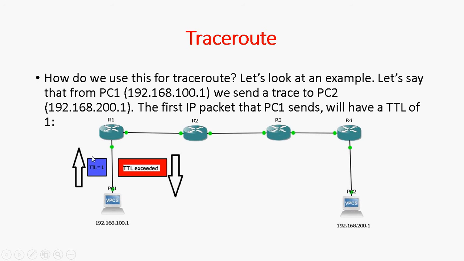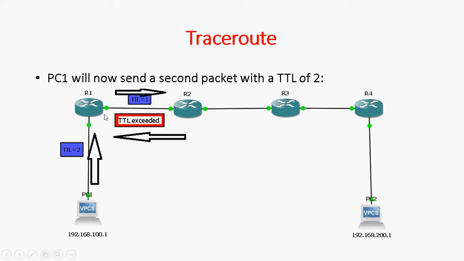So the packet reaches the router, which tries to forward that packet to R2. So before forwarding it will reduce by 1. So now the TTL value is 0. So immediately router R1 drops that packet and sends a TTL time exceeded message to PC1.